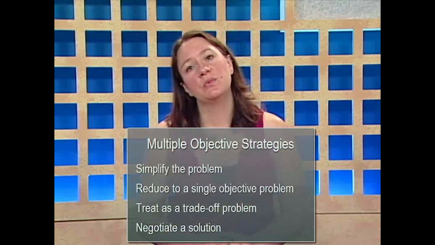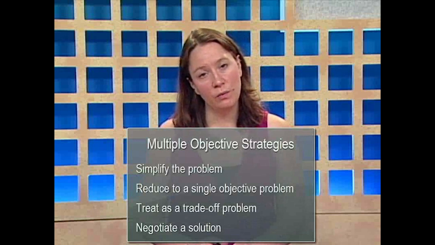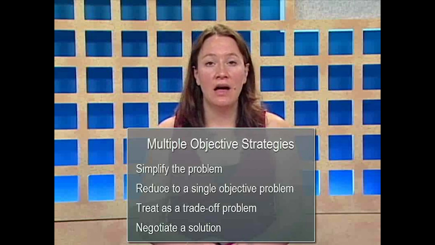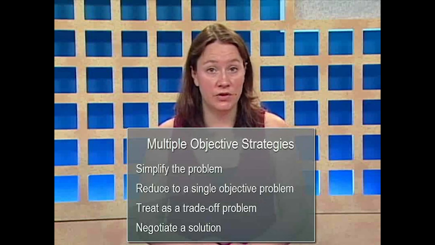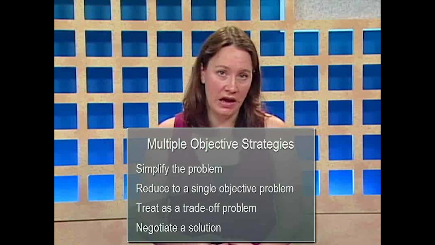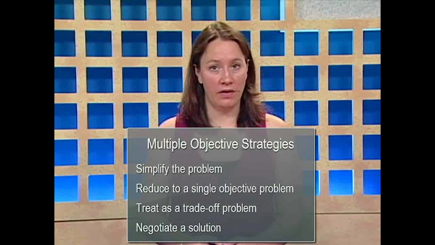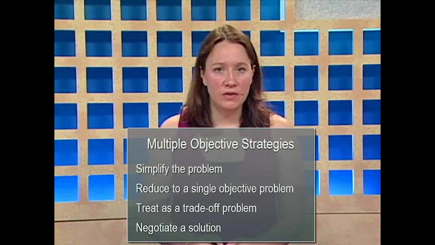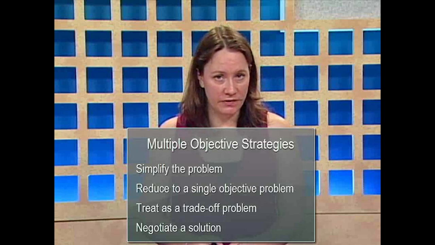There are a couple of different strategies that we use when we are dealing with multiple objective problems. But in all cases, the first thing we do is we simplify the problem as much as possible. We'll talk about some ways of simplifying multiple objective problems using very simple techniques for doing so. Once we've simplified a multiple objective problem as much as we can, then we have to confront the trade-offs in some way. We can do this with a couple of different methods.